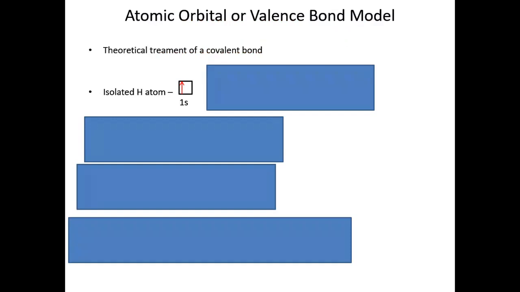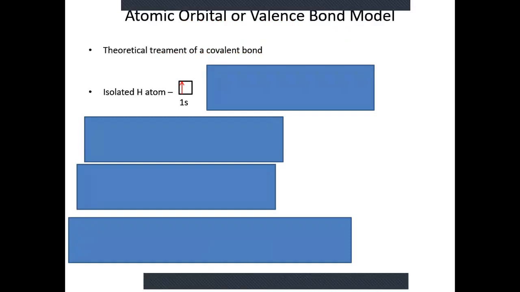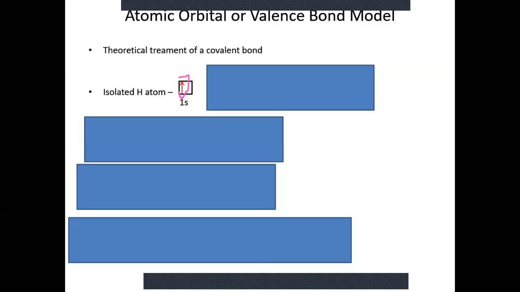Now let's take a look at the hydrogen atom. A hydrogen atom has one lone electron in the 1s orbital, as we see here.